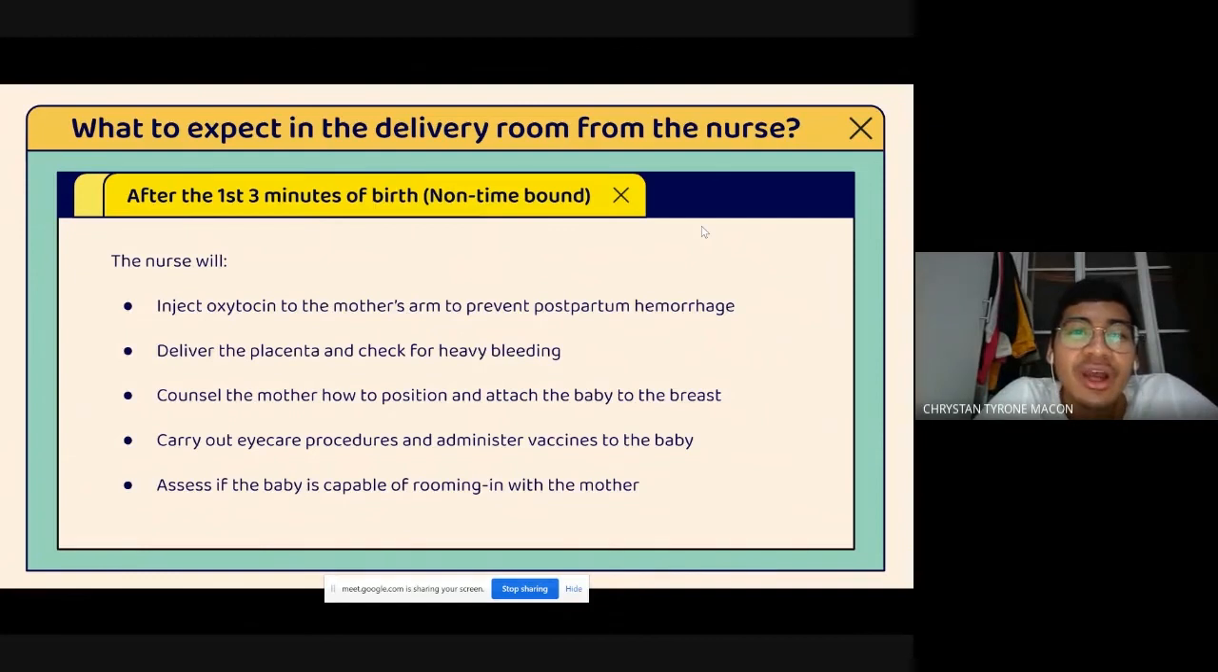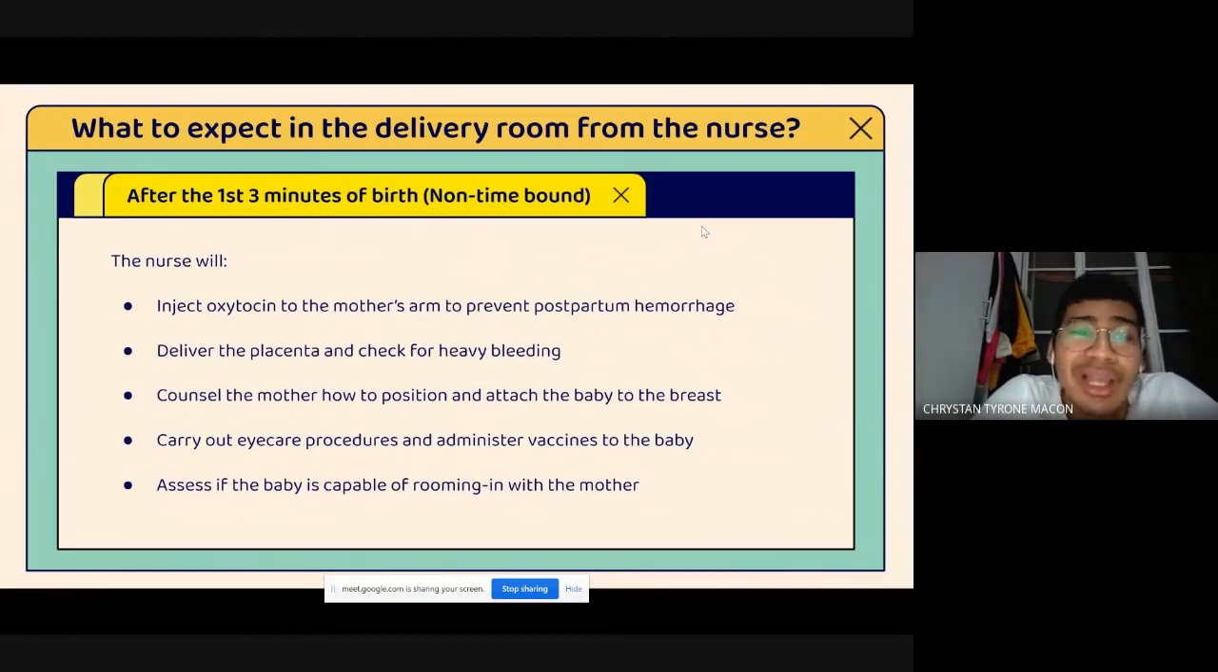So, after the first 3 minutes naman, i-expect natin ang non-time bound. Ito ang mga gagawin ng nurse. So, mag-i-inject si nurse ng oxytocin kay mother sa arm niya. Ito ay para ma-prevent natin ang pagdudugo kay mother. Dahil ang oxytocin ay tutulong sa mga nanay natin upang hindi sila magdugo after nila ipanganak si baby.